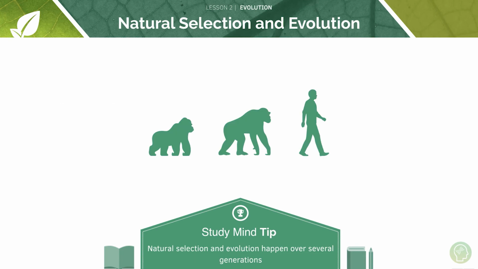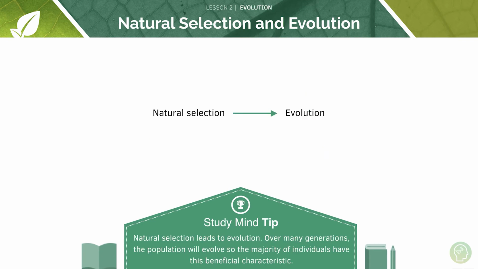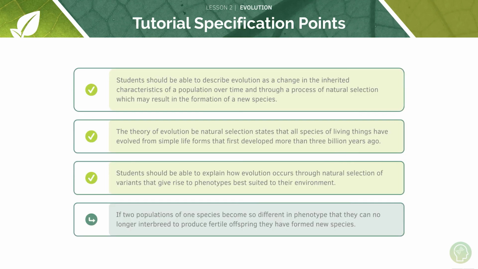Now, as I said, natural selection and evolution happen over several generations. It's not a bam, it's happened. It happens slowly and progressively over time. And finally, natural selection leads to evolution. So over many generations, the population will evolve, so the majority of individuals have this beneficial characteristic. So it's natural selection that allows for the process of evolution.